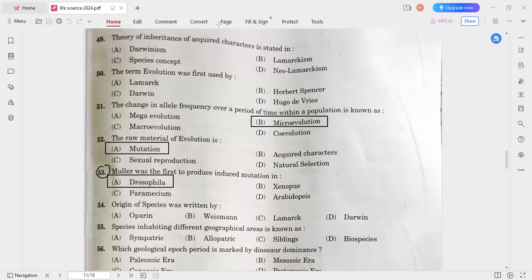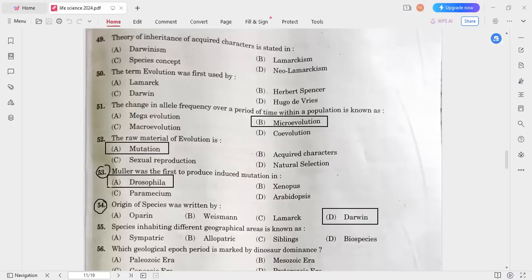The next question is question number 54: Origin of Species was written by. The Origin of Species is a foundation of evolutionary biology. This book was written by the scientist Darwin. That is option D, Darwin, is the correct answer.